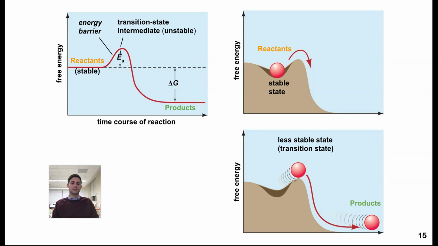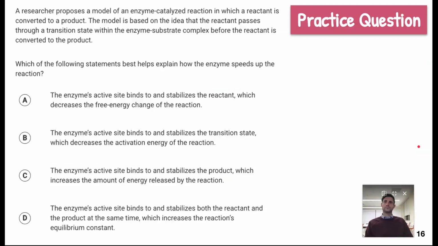Once the enzyme has lowered the activation energy, then the rate of the reaction can be dramatically increased. Here's a practice question. A researcher proposes a model of an enzyme-catalyzed reaction in which a reactant is converted to a product. The model is based on the idea that the reactant passes through a transition state within the enzyme-substrate complex before the reactant is converted to the product.